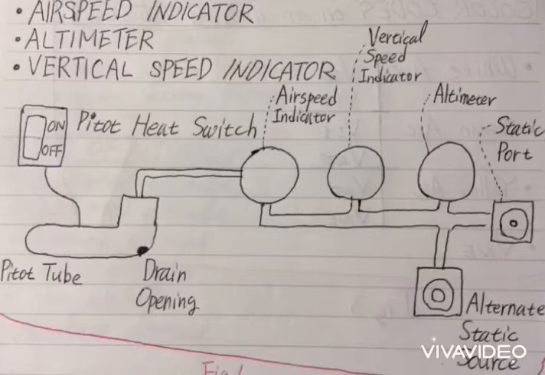The airspeed indicator displays the speed by comparing dynamic pressure with static pressure. The faster the airplane moves, the greater the pressure differential.